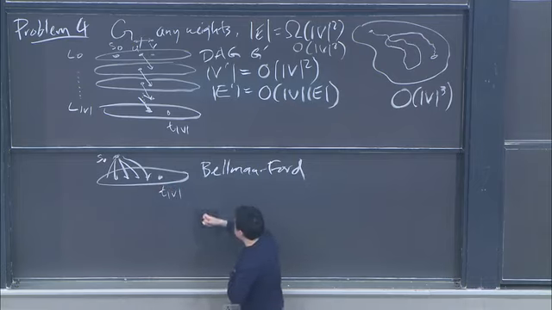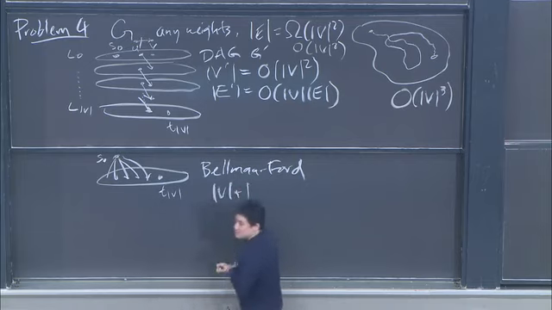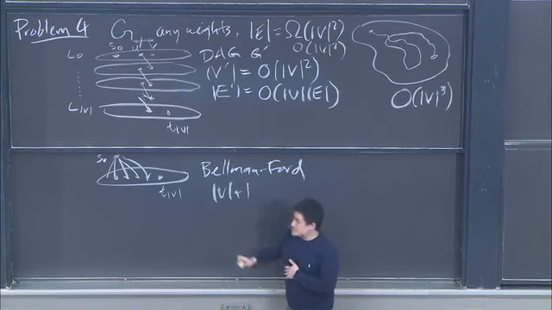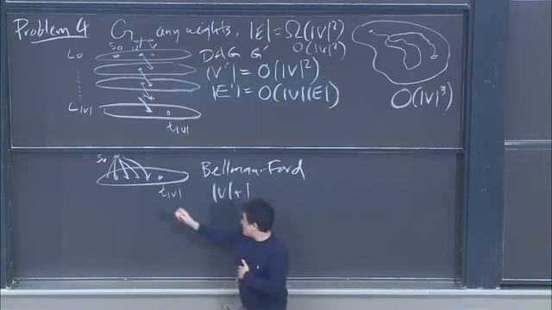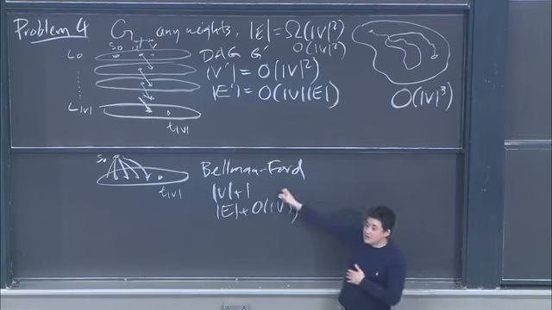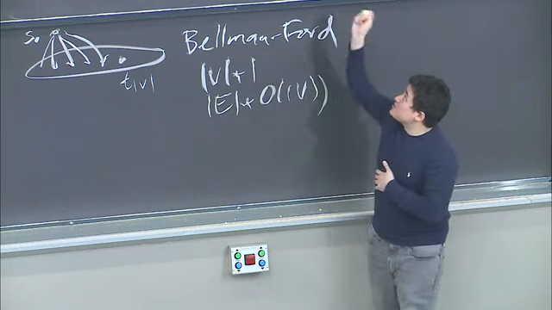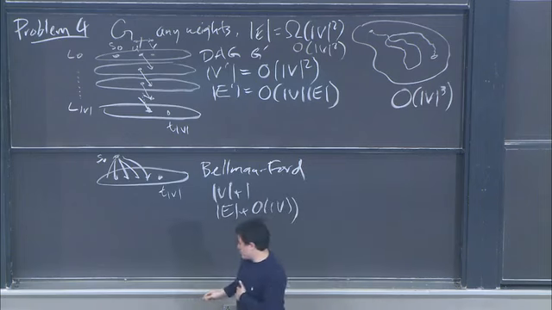So how big is this graph? This graph has v plus 1 vertices, right? Because I only added one supernode here. And it has e plus order v edges. I don't want to be careful here. But this is linear in the size of the original graph. So running Bellman-Ford here only takes v times e time, which is v cubed.